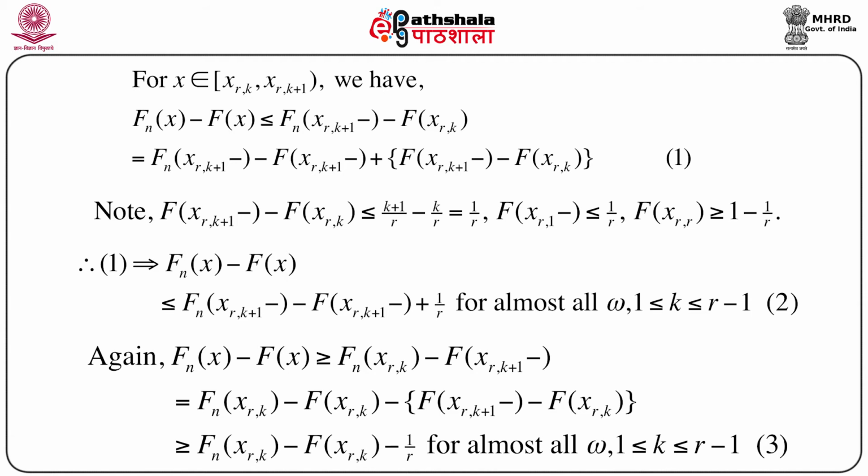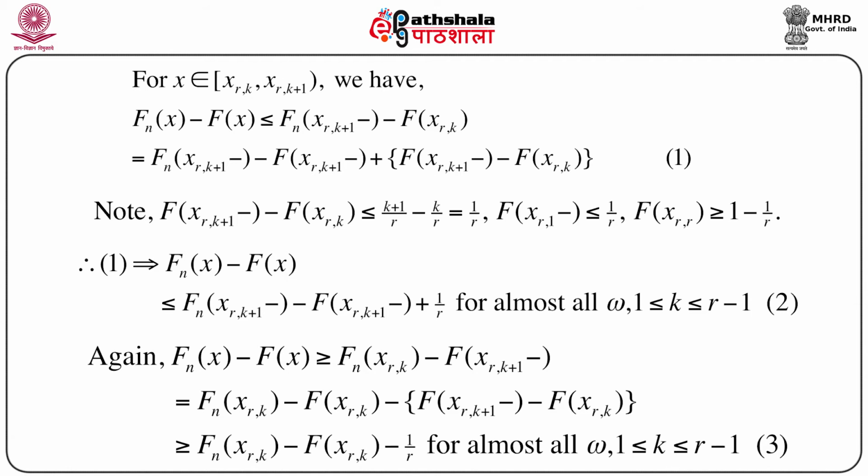So, that means |Fn(x) − F(x)| ≤ |Fn(x_rk+1) − F(x_rk+1)| + 1/r. Now, this is for almost all omega and 1 ≤ k ≤ r − 1, because we have chosen this partition for a particular k, and k lies between 1 and r − 1, both inclusive. So, let us call this condition 2. So, we have an upper bound of the difference Fn(x) − F(x), that is the empirical distribution function and the population distribution function, which is given by 2.